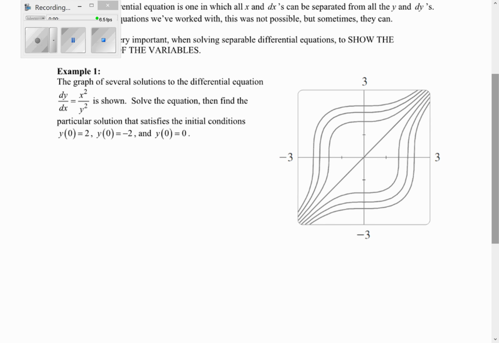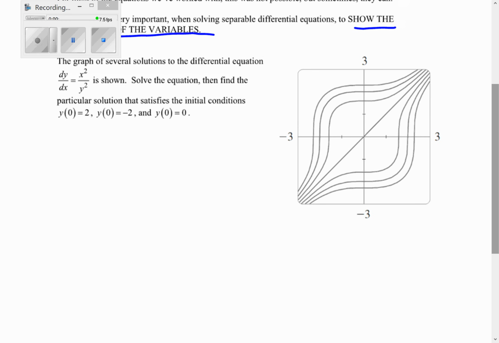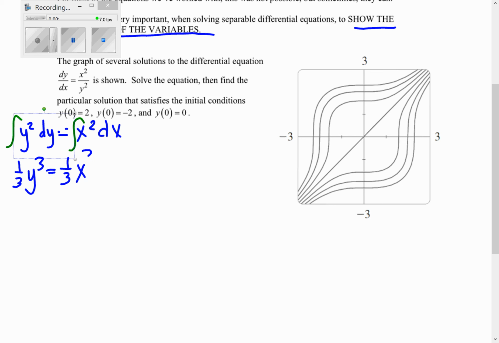Solve the equation, then find the particular solution. The first thing you must do, or you get absolutely no points for this problem, is show the separation of the variables. So we multiply both sides by y squared: y squared dy equals x squared dx. You'd probably get a point for that if this was a free response question. Take the integral: 1/3 y cubed equals 1/3 x cubed plus c.